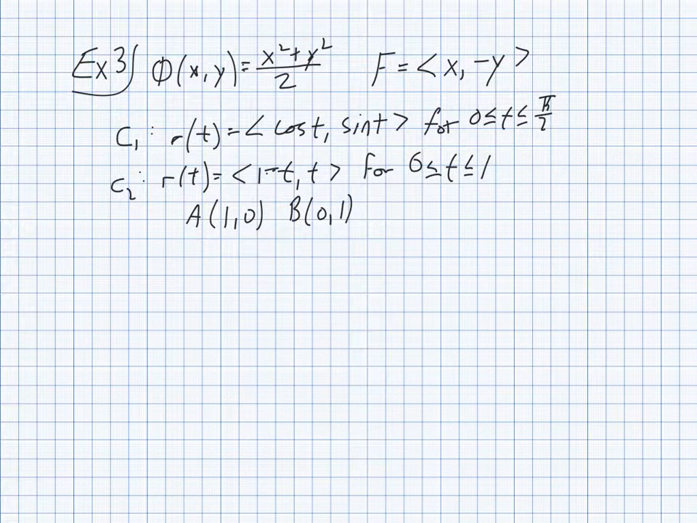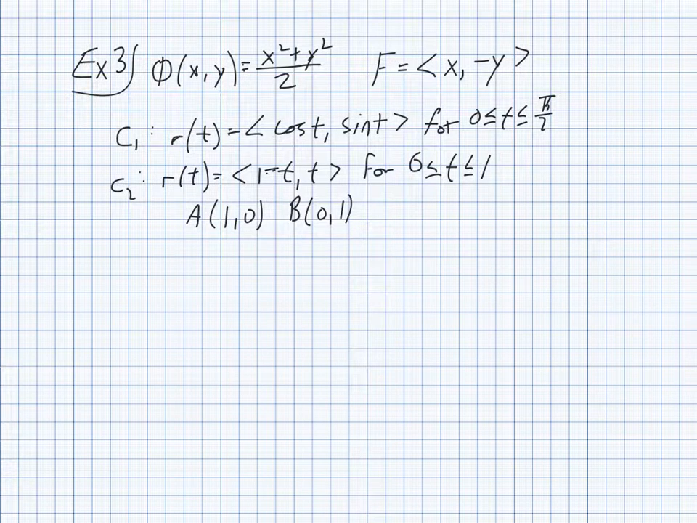This is example 3 from the text. It's called verifying path independence. So we are given a potential function phi, x squared plus y squared over 2. We're given a gradient field f, x comma negative y, and we're given two curves. C1 is cosine t, sine t, but only from 0 to pi over 2, so note that that's a quarter circle. And C2 is a line, r of t equals 1 minus t comma t for t from 0 to 1. And the thing to note also for both of those curves with the specific t-bounds that were given, they go from the point A, 1 comma 0 to the point B, 0 comma 1.